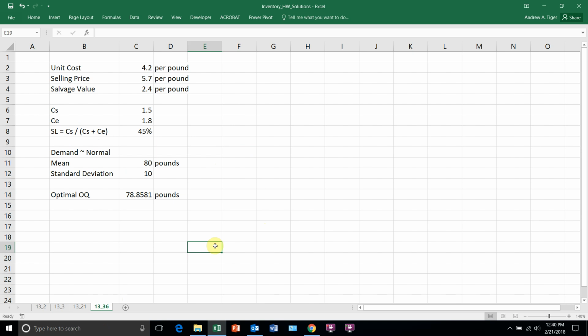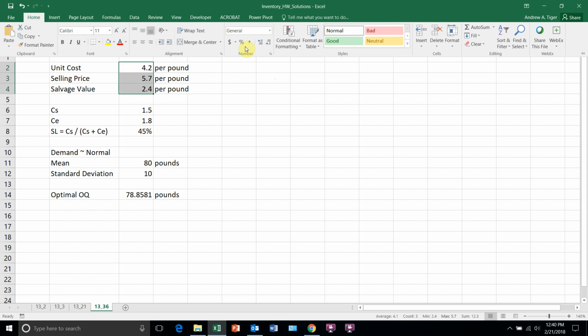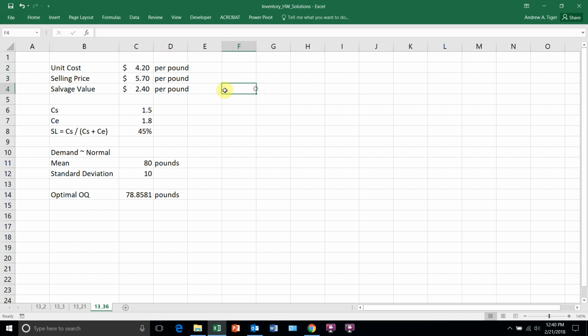Problem 36 we did in class. This is a single period model where we kind of get one shot to order things on a daily basis. We order fresh seafood. It costs us $4.20. These are all dollar amounts. We sell it for $5.70 a pound. Anything at the end of the day, we can scrap it or salvage it for $2.40 a pound.